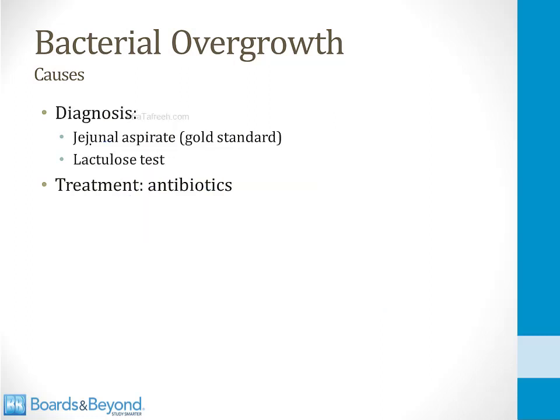The gold standard for diagnosis of bacterial overgrowth is to aspirate the jejunum and actually measure how many bacteria are present. This is rarely done. Another way to make the diagnosis is something called the lactulose test. I talk about lactulose in the module on GI pharmacology. It's a laxative. It's a sugar molecule that's not absorbed, so it works as an osmotic agent and draws fluid into the colon to stimulate a bowel movement.